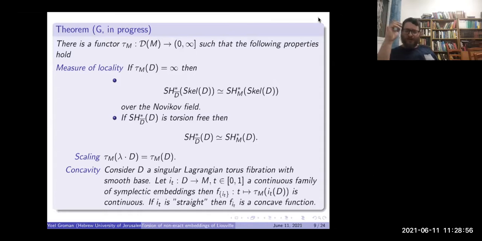Good point. Maybe there should be something; I will give the construction of this invariant. I think probably I should have added some axiom here that states that it's non-trivial. But yes, that's a good point. But it wouldn't contradict the concavity because a constant function is concave. So thanks. Sorry.